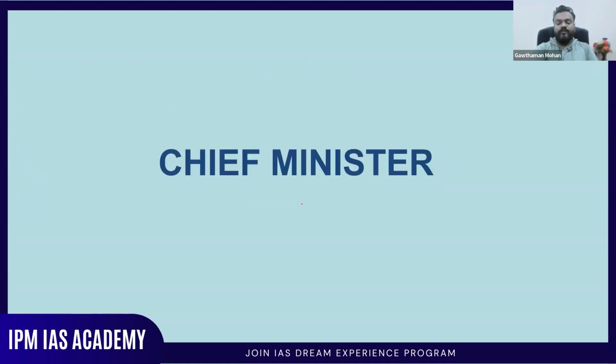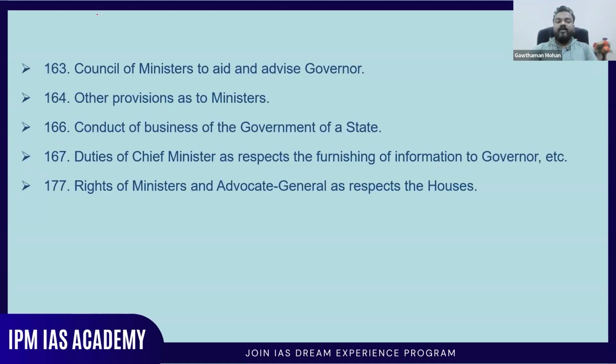Now regarding the Chief Minister, what we need to understand is that Article 163 of the Indian Constitution talks about the Council of Ministers to aid and advise the Governor. Article 164 talks about other provisions as to ministers. Article 166 talks about the conduct of business of the government of a state. Article 167 talks about the duties of the Chief Minister as respects the furnishing of information to the Governor. And Article 177 talks about the rights of ministers and the Advocate General as respects the Houses.